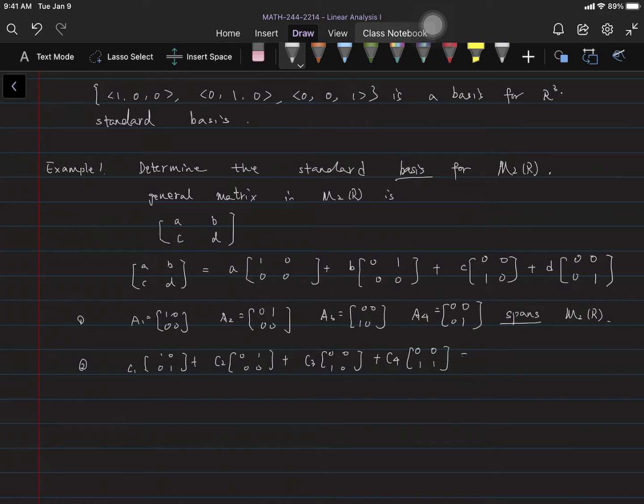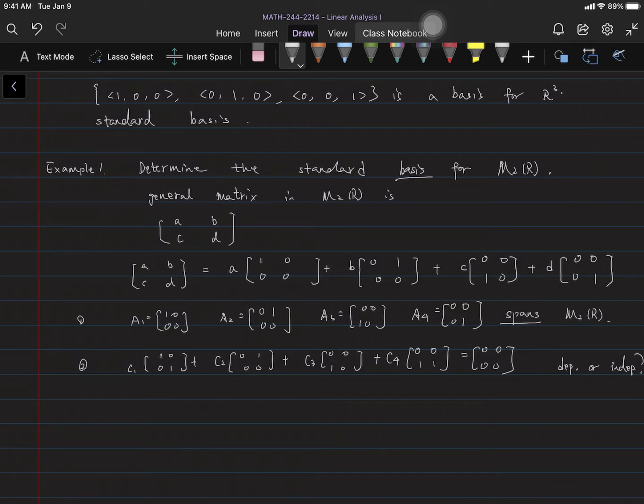Solve for C. Make them equal to 0, right? That's the definition for independent. So we want to see if it is dependent or independent. Okay, we want to see which one. Now we can combine the left side.